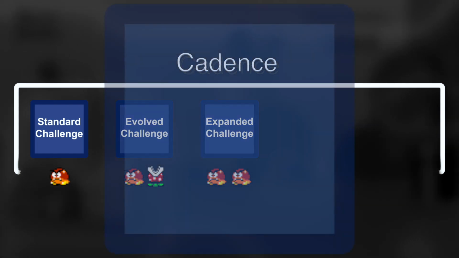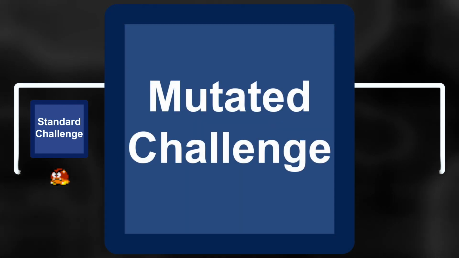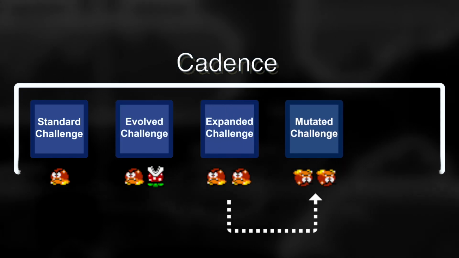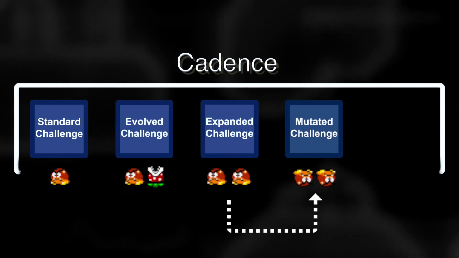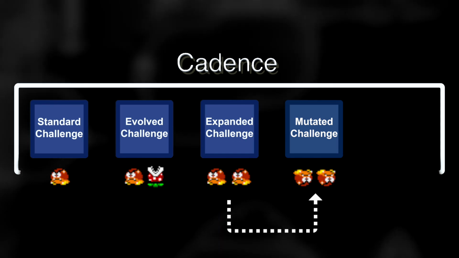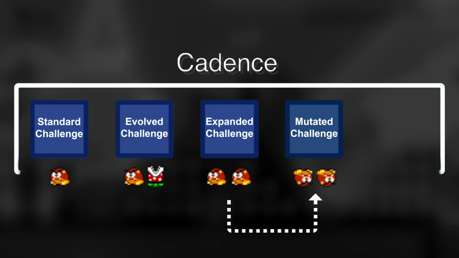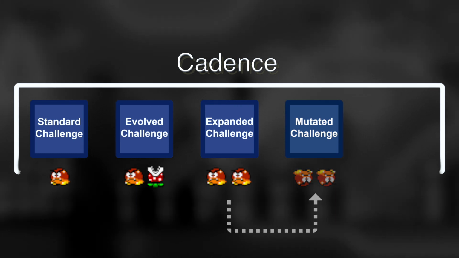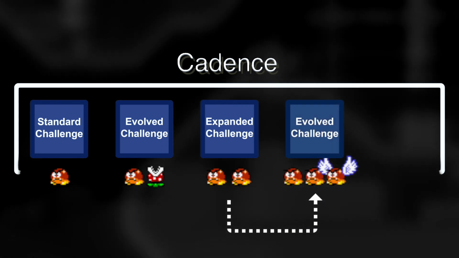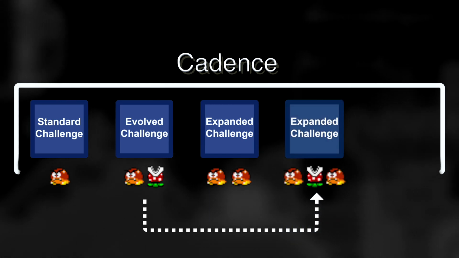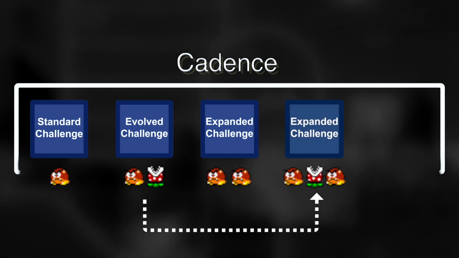One thing we can do is create a mutated challenge, which is some kind of variation on the expanded challenge. Here, we don't want to make the mutated challenge more difficult. Its purpose is to add a variation on the expanded challenge. Another thing we can do is evolve the expanded challenge in some way. Yet another option is to expand the evolved challenge.